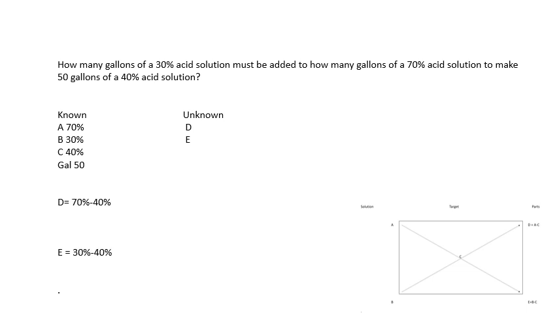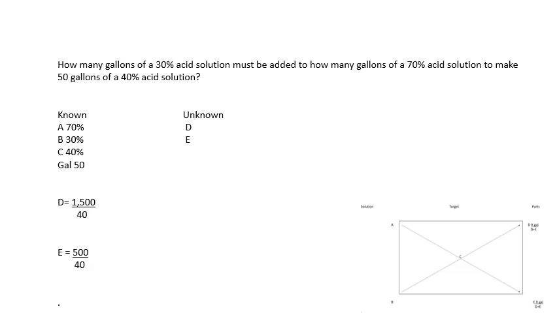So 70% minus 40% for D, and for E, it's 30% minus 40%. With these problems, you don't use negative numbers, so once you solve, you just drop the negative. So you have 30 parts for D and 10 parts for E. Now we're going to solve for gallons, and you see I've changed the formula down in the corner. You have your 30 parts times 50 gallons divided by the sum of both parts, 30 plus 10. And for E, you have 10 parts times 50 gallons, again divided by 30 plus 10.